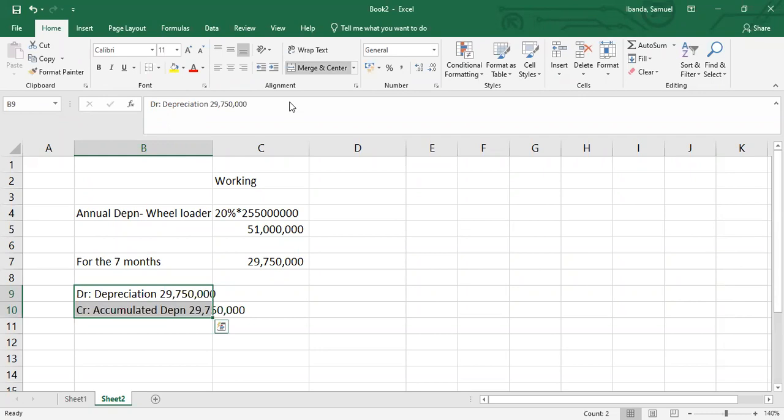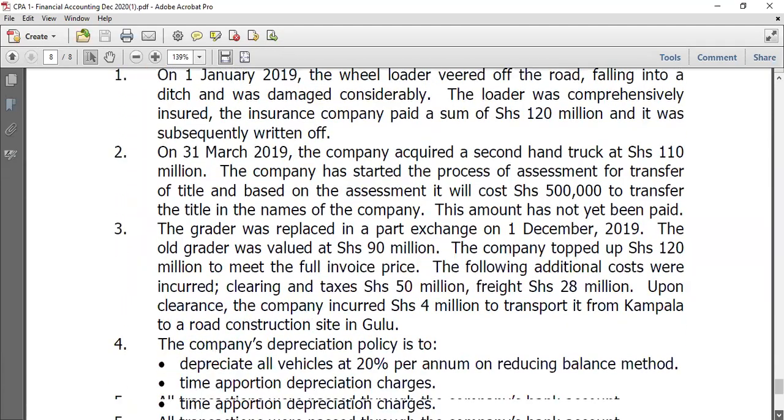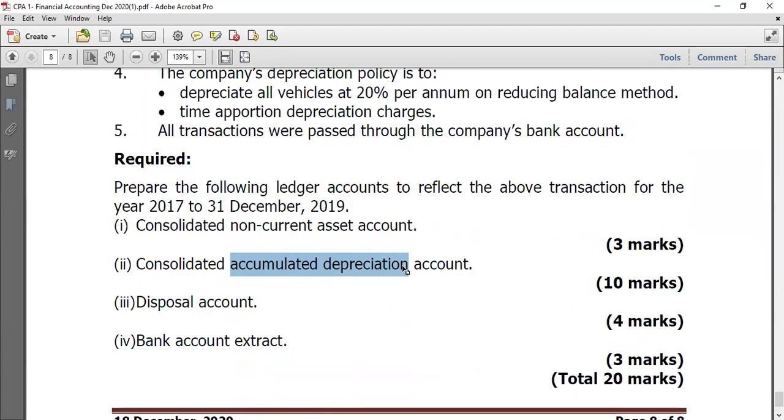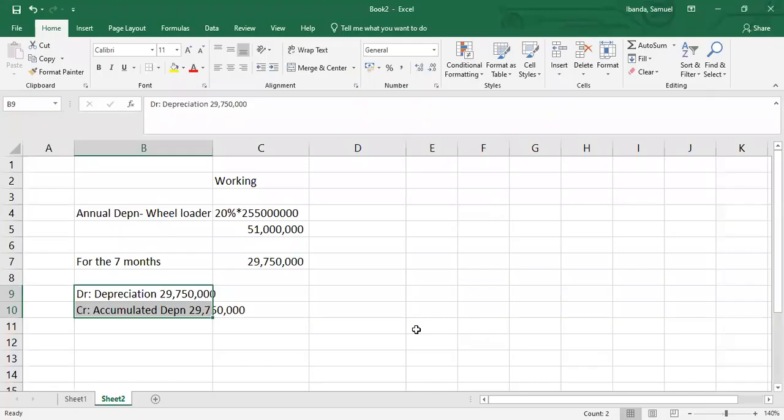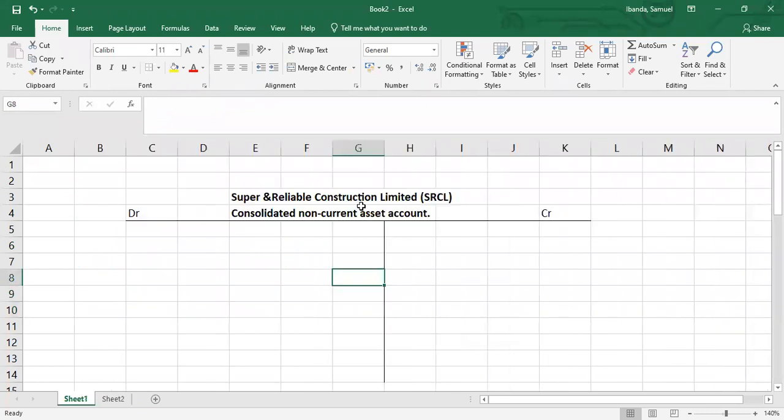Now, when you look at our question critically, this question only asked us to draw up the accumulated depreciation account. So it's not interested in the depreciation account. You're not obligated to draw it, and even if you draw it, it will just take your time. So yours is to make sure that you know how to post in the accumulated depreciation, okay?